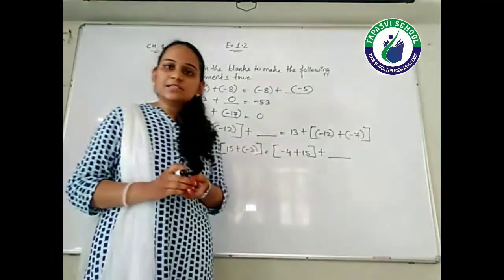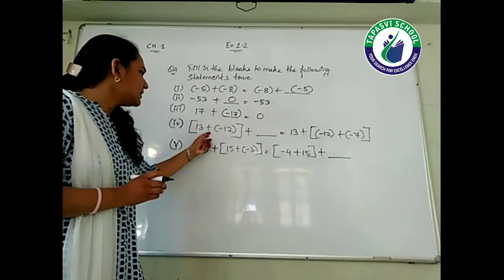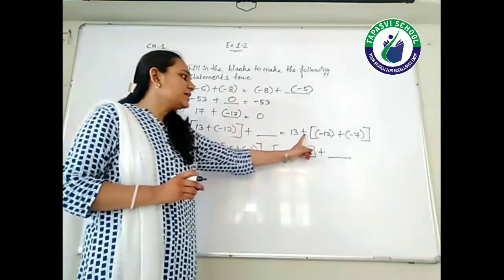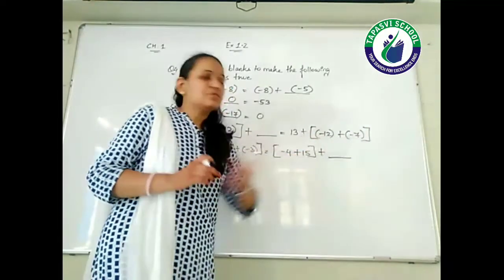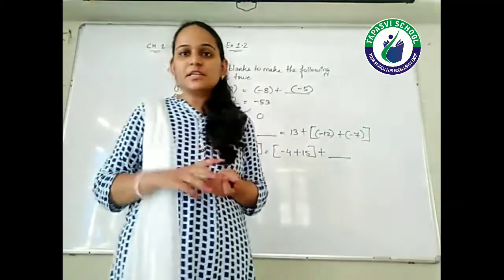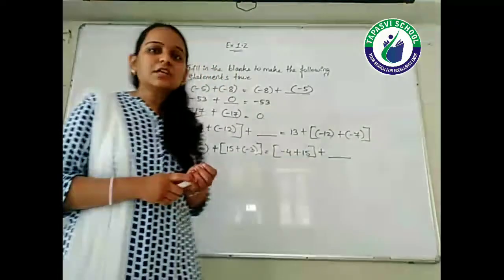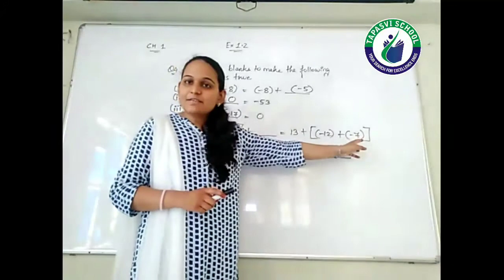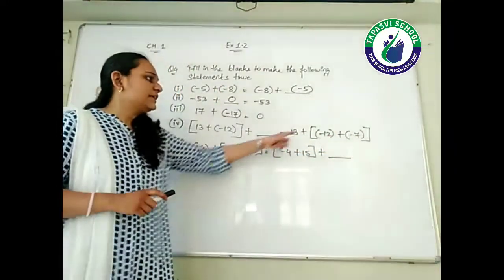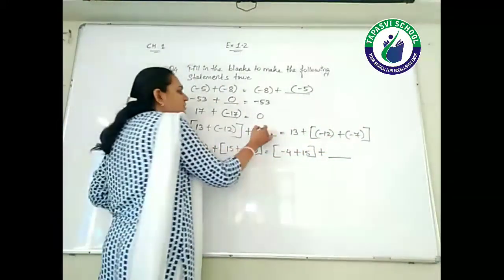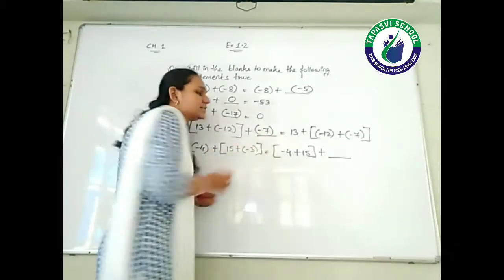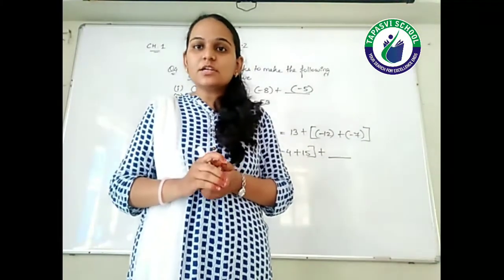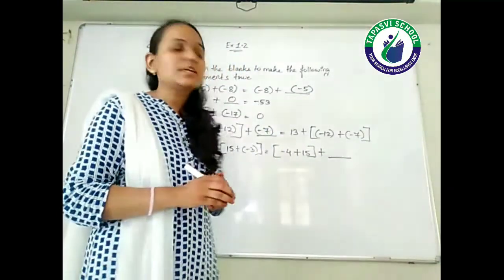Right? Now see the next question, that is 13 plus minus 12 plus dash is equal to 13 plus minus 12 and minus 7. First of all, see how many integers are there, students? 3 integers. Which are those 3 integers? 13, minus 12 and minus 7. So here which one is missing? That is minus 7. So you can recall your property, that is the associative property of the integers.